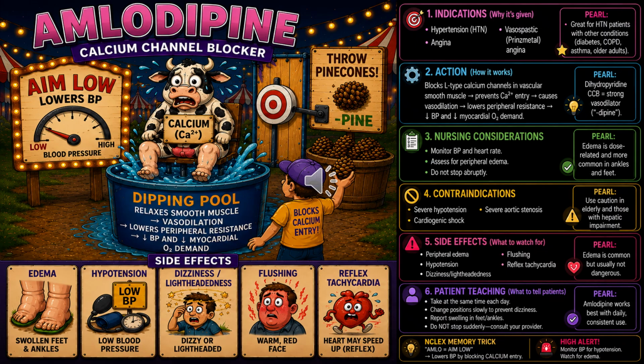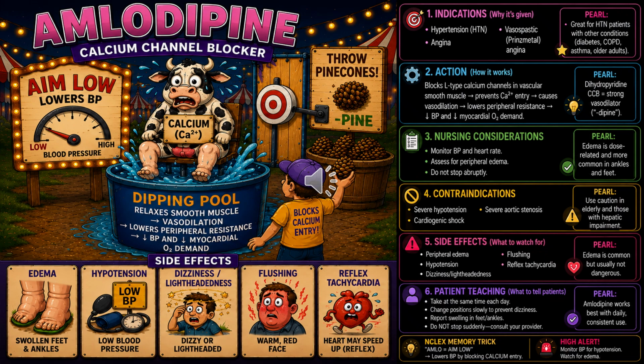What is this child using to throw at the target? Well, he's using a pine cone, because amlodipine ends in pine. So he's using a pine cone, throwing it at the target, and the cow goes into the dipping pool. A couple things to know about amlodipine and how it works.